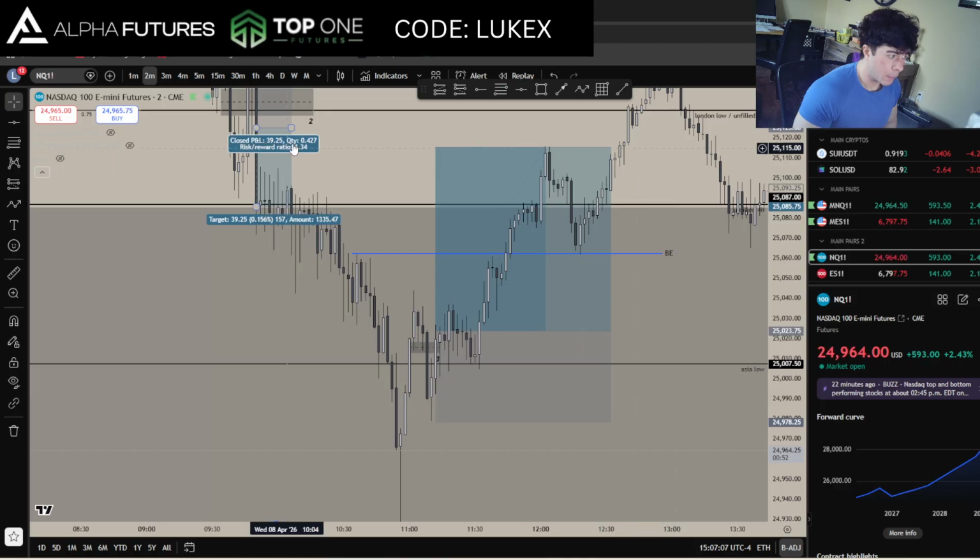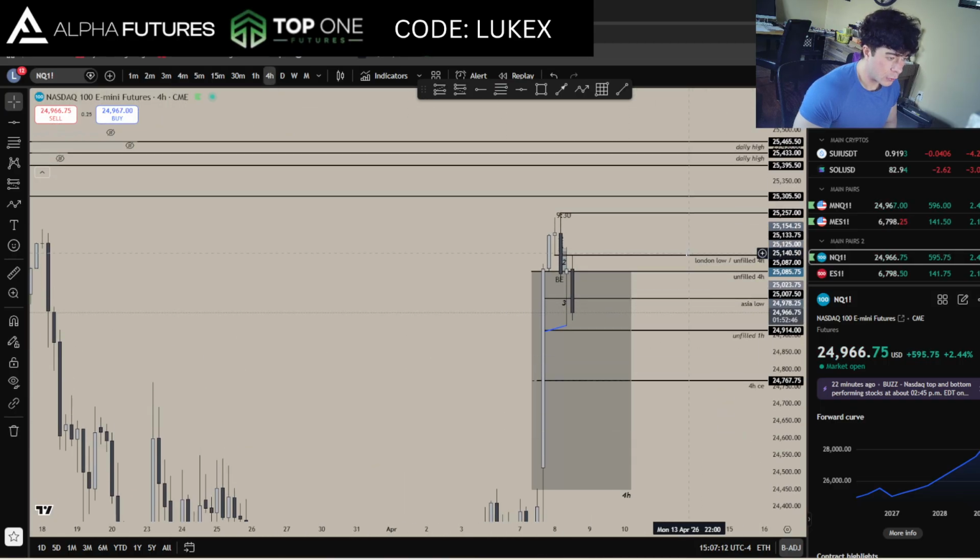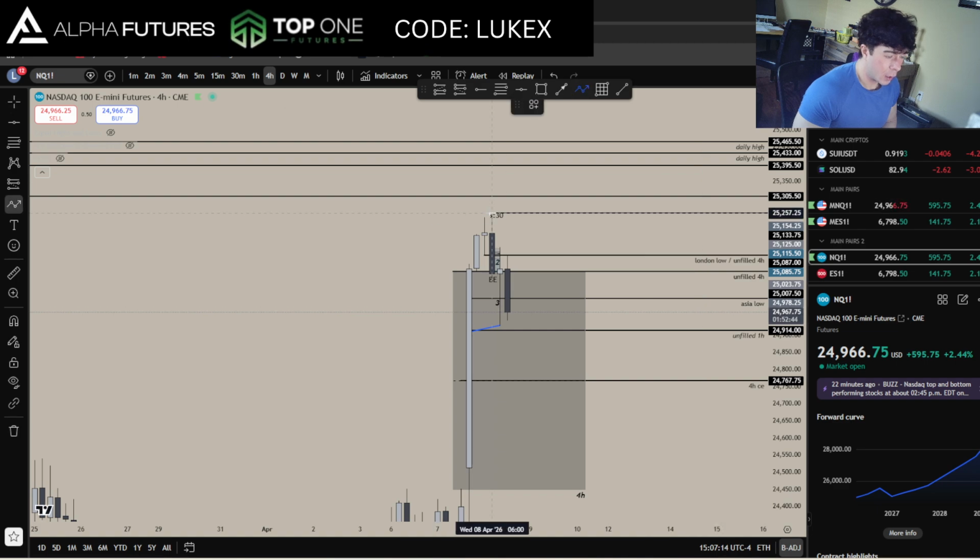But anyway, I'm going to run through this trade. This is actually a great trade. I've seen some people actually take this. So after tapping the 4-hour gap, I said one of two things.